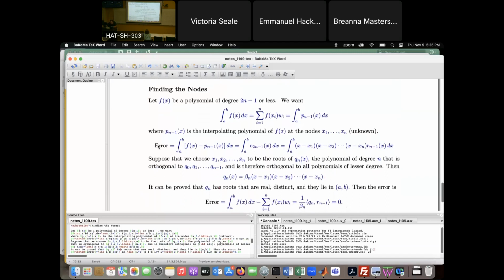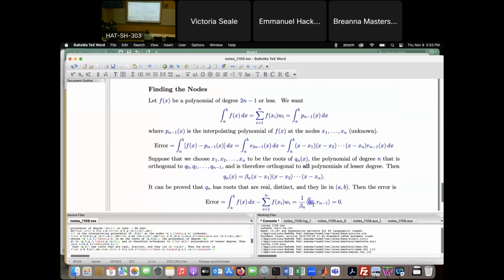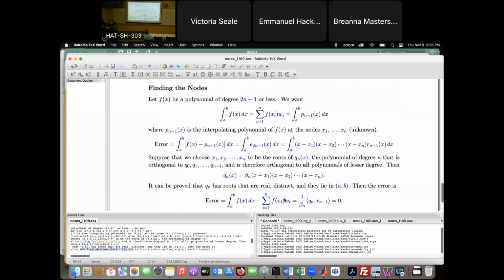So earlier, I got the error down to this point. The error is equal to the integral of this polynomial times this one. But that can be described as an inner product of Qn with the remainder part of the error. This is of degree n. This is of lesser degree. Qn is orthogonal to all polynomials of lesser degree. Therefore, this inner product is 0. But the inner product is the error, so the error is 0.